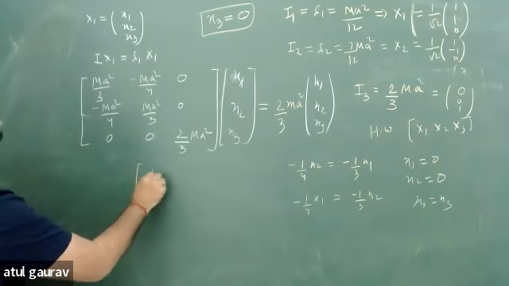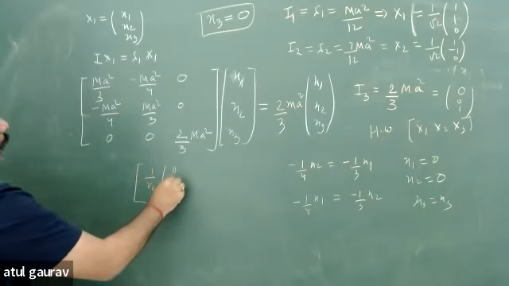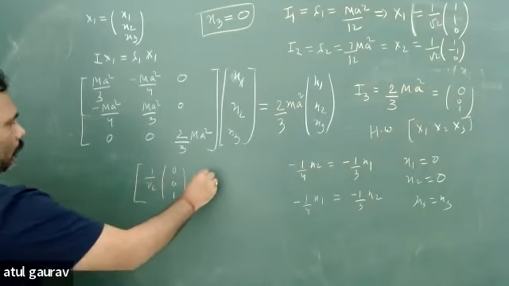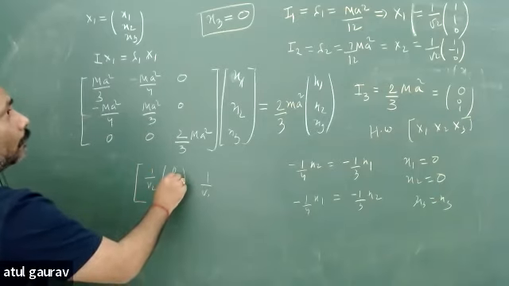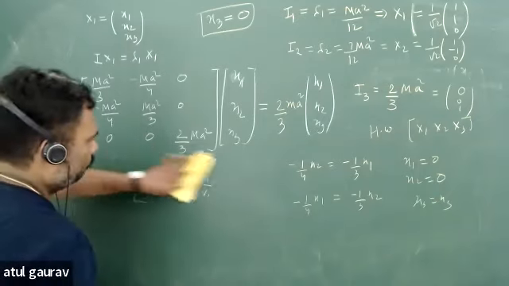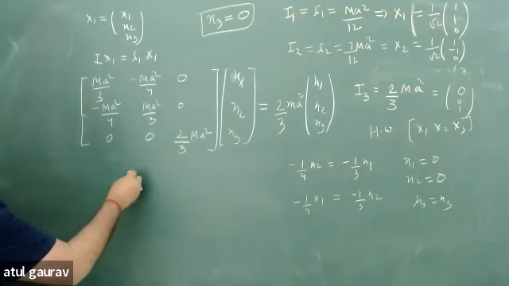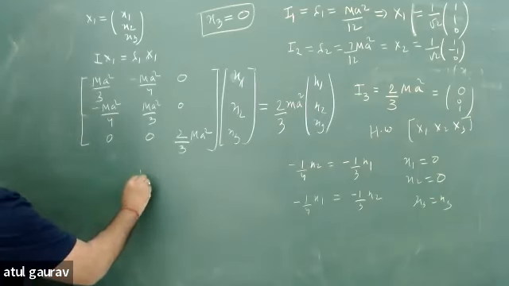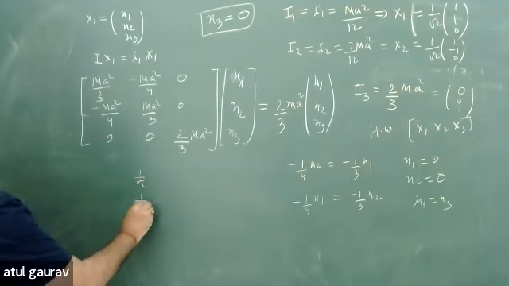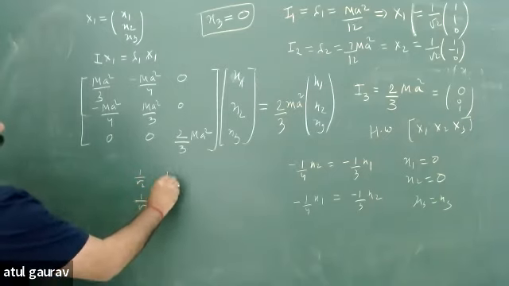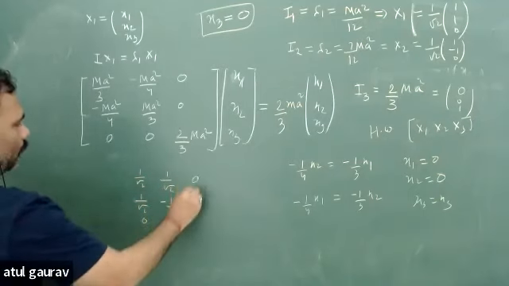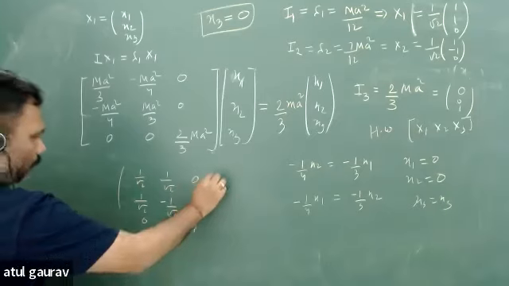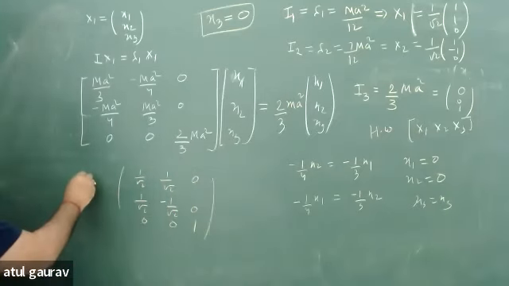x1 क्या है हमारा? 1/√2, 1/√2, 0. सेकंड क्या लिख रहा हूं? 1/√2, माइनस 1/√2, 0. थर्ड इज 0 0 1. सो ये मैं एक मैट्रिक्स लिख रहा हूं. ओके. और लेट्स से दिस मैट्रिक्स इज सम U मैट्रिक्स.